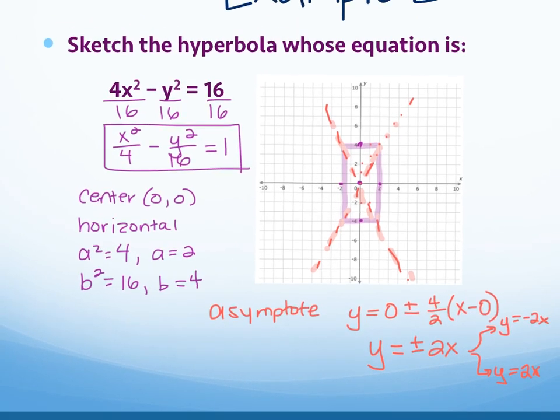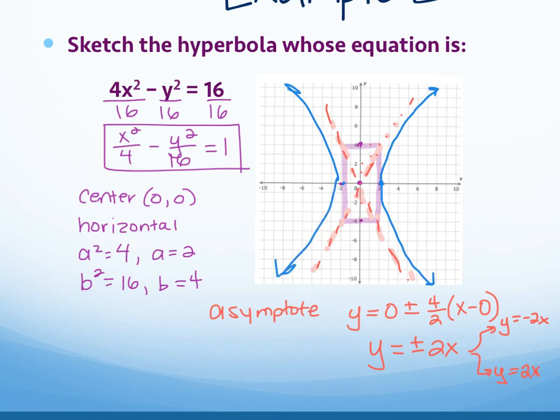Now we said this is horizontal, which means these are my vertices, 2 and negative 2, and I'm going to spread my branches out as far as they can go without touching those asymptotes.